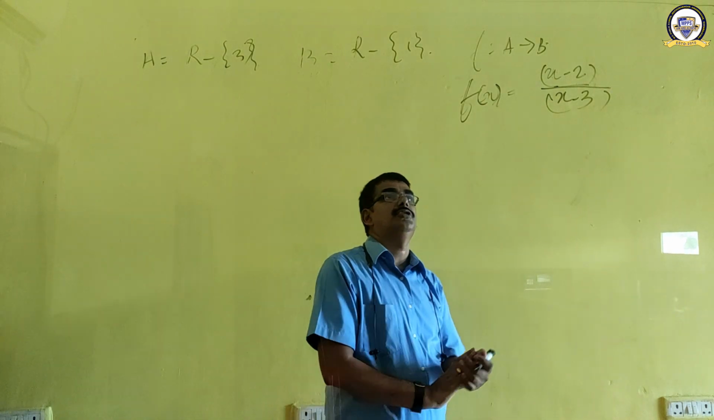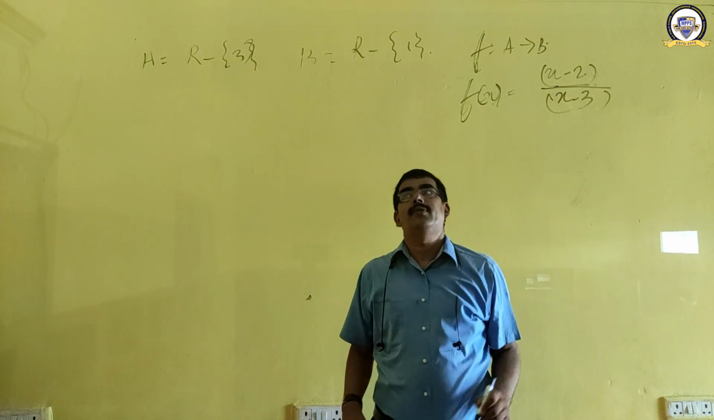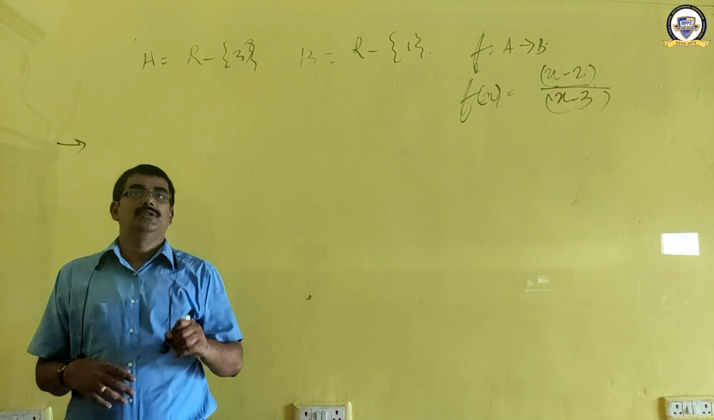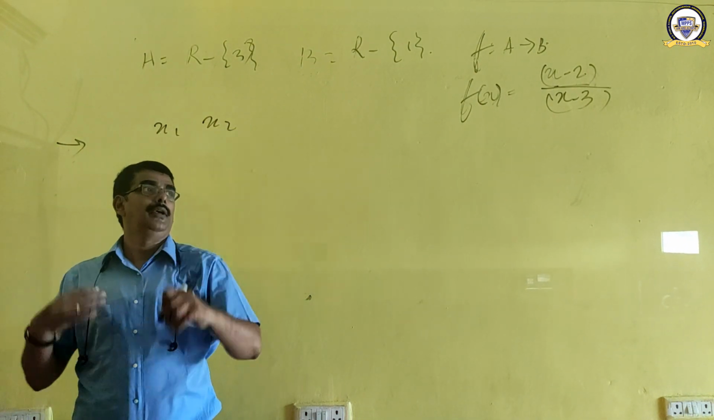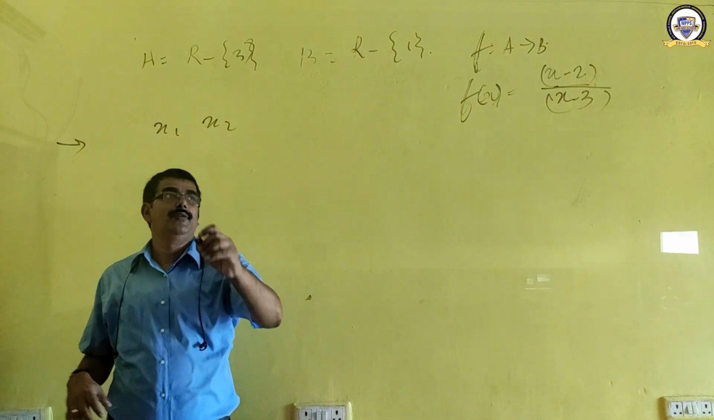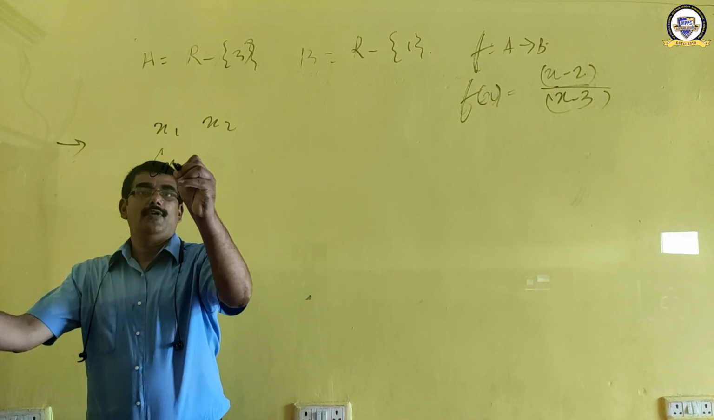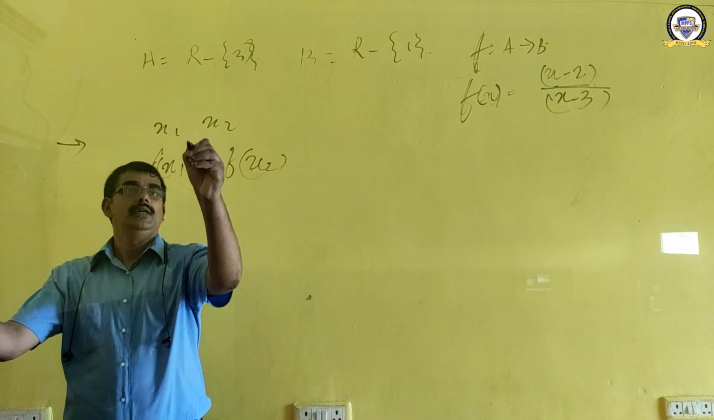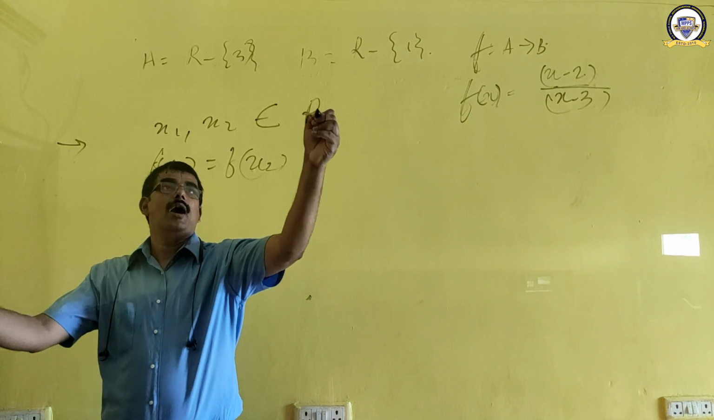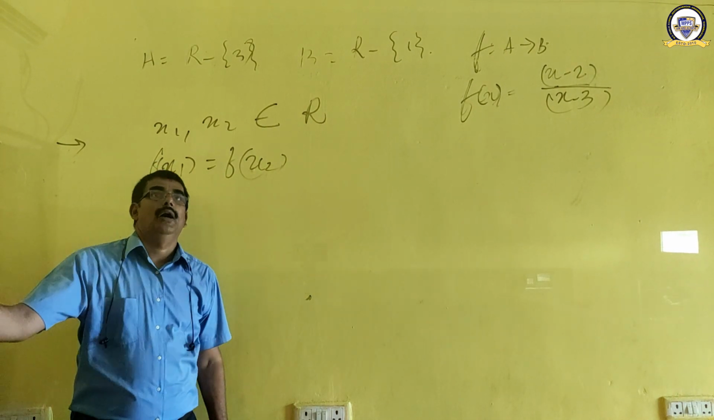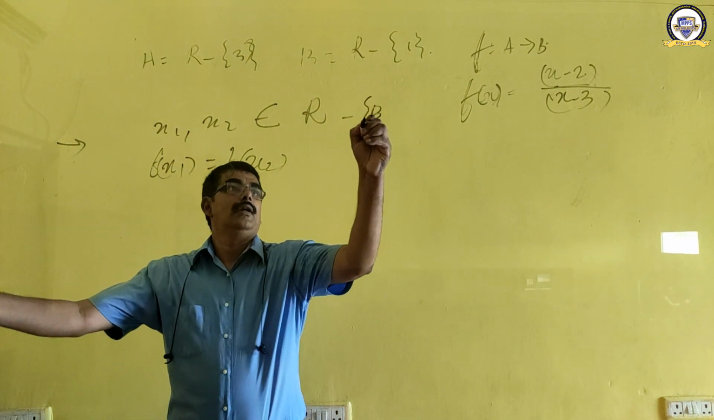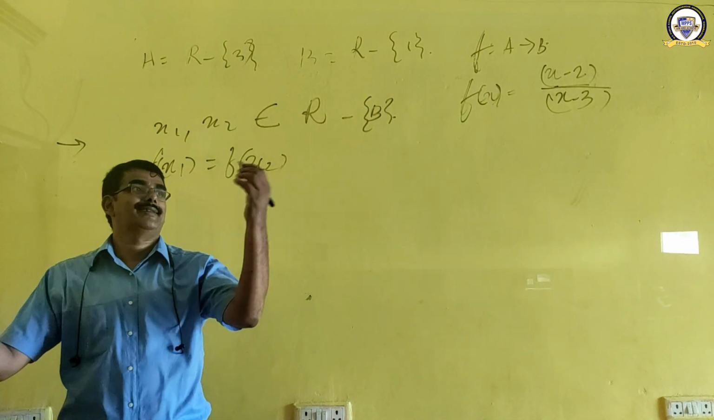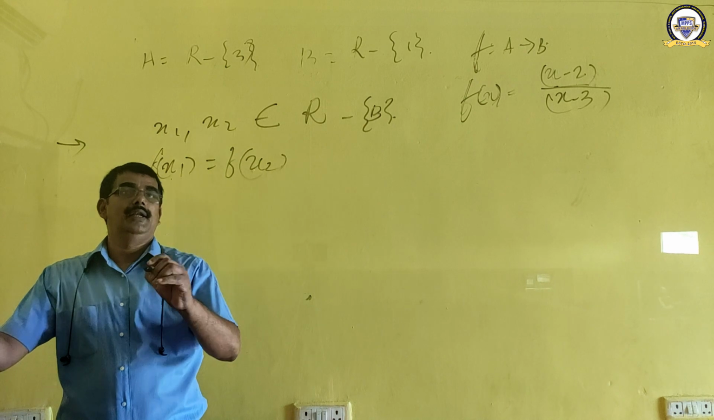So here in this question, what we have to do is prove whether it is one-one or not. You take x1 and x2. If I take x1 and x2, f of x1 and f of x2 should be equal. We are assuming that the domain belongs to R minus 3, so 3 will not be in that set, R excluding 3.